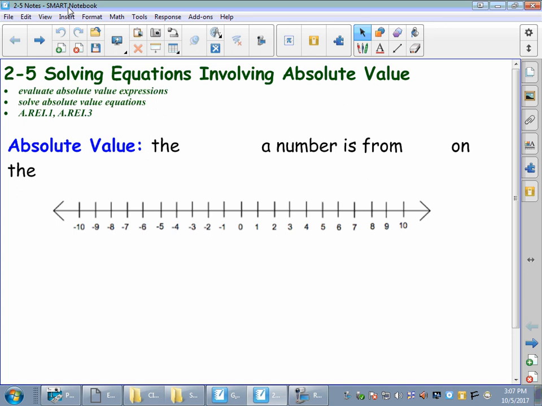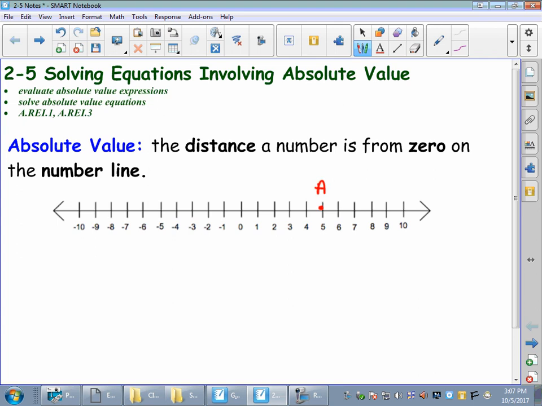So first of all, let's talk about what an absolute value is. An absolute value is the distance a number is from 0 on the number line. It can't be negative because it's distance. And so if I was to put a point here at 5, call that point A, what I could say is that the absolute value of point A is equal to the absolute value of 5. And what you're saying is how far away is 5 from 0? And so if I count back to 0, 1, 2, 3, 4, 5, it's 5 units away from 0.